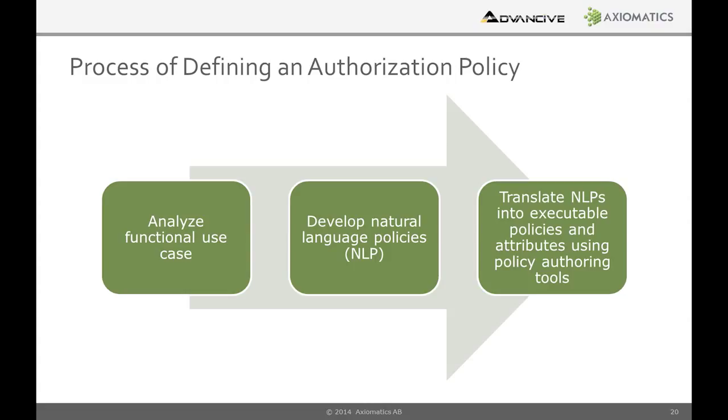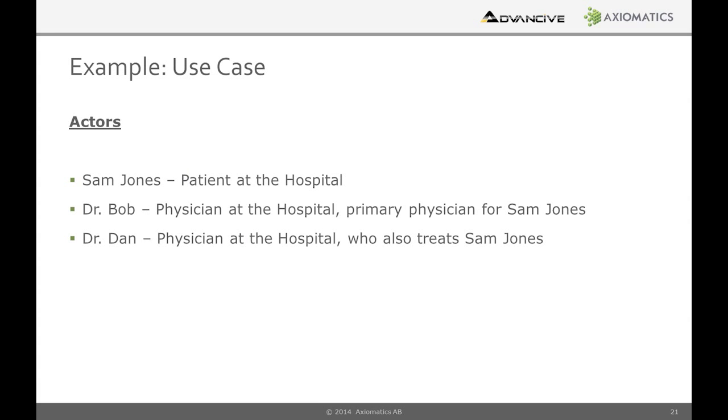So let's take a look at an example. We'll look at one specific use case, and we'll essentially walk through the complete cycle. We'll look at the use case. We'll look at what the natural language policy looks like. And then we'll look at the XACML policy, and then we can go through the actual API implementation based on that use case.